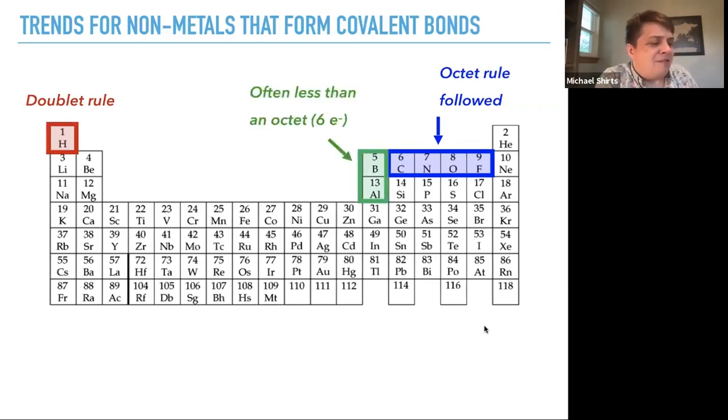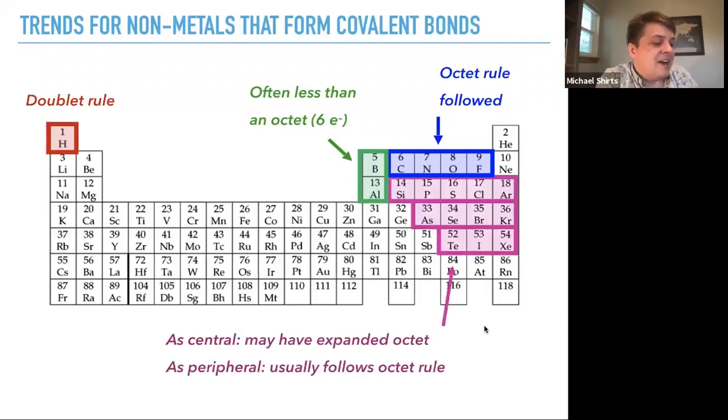Boron and aluminum often have less than an octet. If you look at formal charges, those would suggest that it would be stable with less than an octet, and for those two atoms, that's generally the case. And then these atoms here, as the central atom, may have an expanded octet. If they're peripheral atoms, if you have a chlorine out on the periphery, it generally does follow the octet rule.